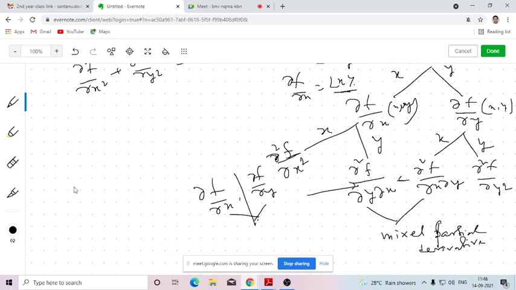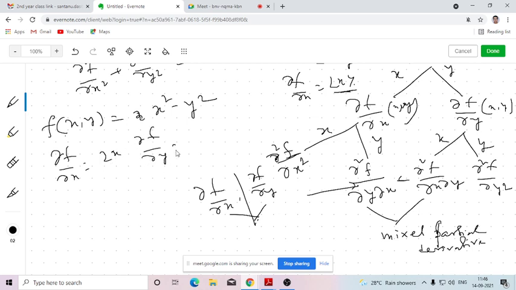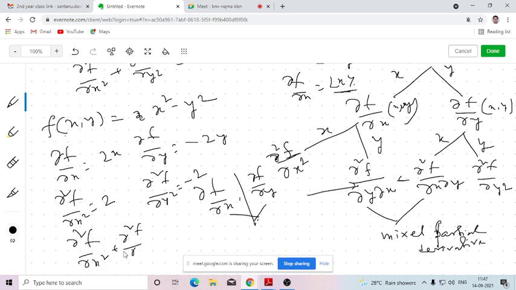So I am giving one example. Let us consider a function of two variables, say x square minus y square. What will be del f del x? 2x. Del f del y is minus 2y. Then del 2f del x2 is 2, and del 2f del y2 is minus 2. So if we add them, this will be 0. Del 2f del x2 plus del 2f del y2 is 0. So that's why this function is harmonic.